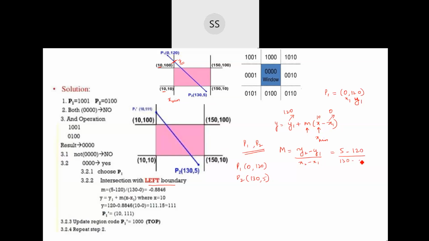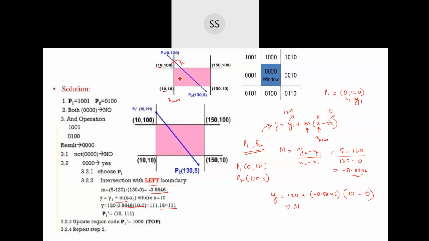130 minus 0, you get a value which is given as minus 0.8846 in the slope. Now let us substitute it directly into this equation. That is y is equal to 120 plus minus 0.8846 into x, in the value 10 minus x1, that is 0. So we have done the computation here and we have got the value which is approximately equal to 111.